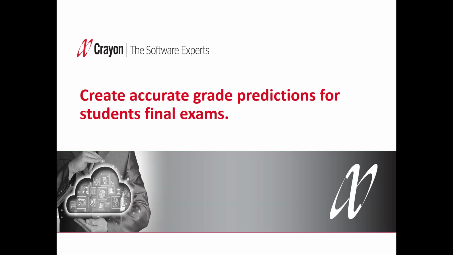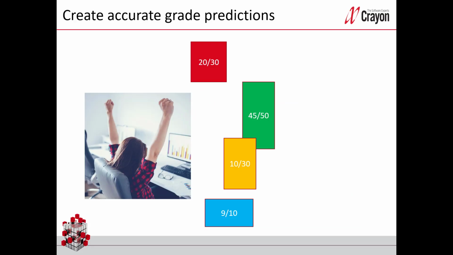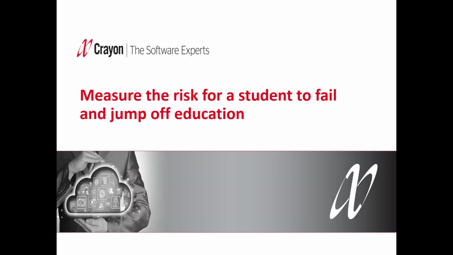And then I have an example of creating accurate grade predictions for students' final examinations. So that means that they might have a lot of tests, and from these 4 tests we could get a prediction of what the accurate grade should be for this student. And there are several methods that you can use for these kinds of predictions. For example, regression.